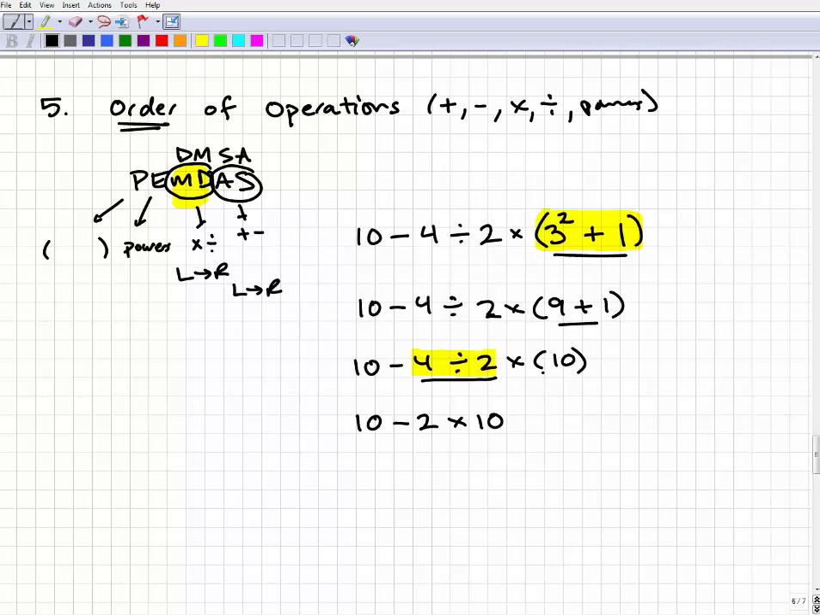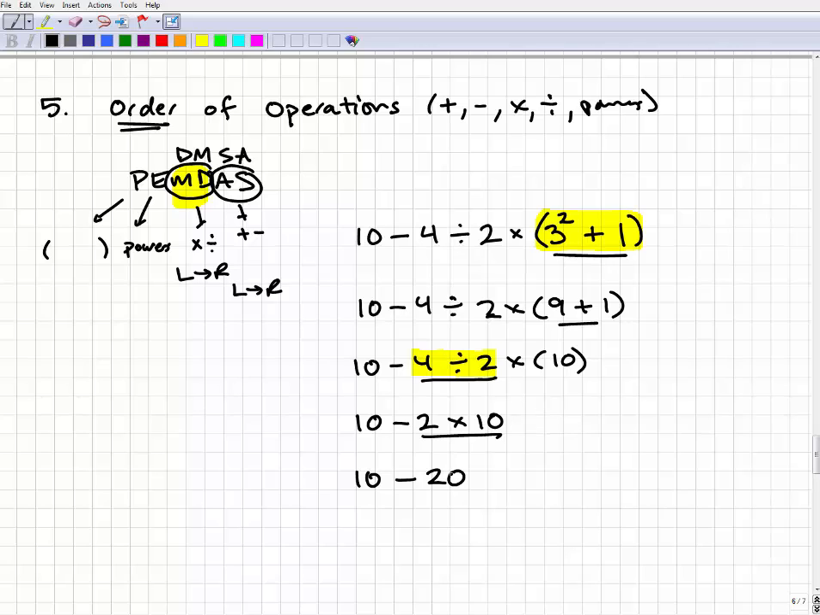Now, because there's nothing more to do in these parentheses, I can just drop them. Again, looking from left to right, I see that I have multiplication, which outranks subtraction. So I'm going to do this here. 2 times 10 is 20. So I have 10 minus 20, and I'm almost done.